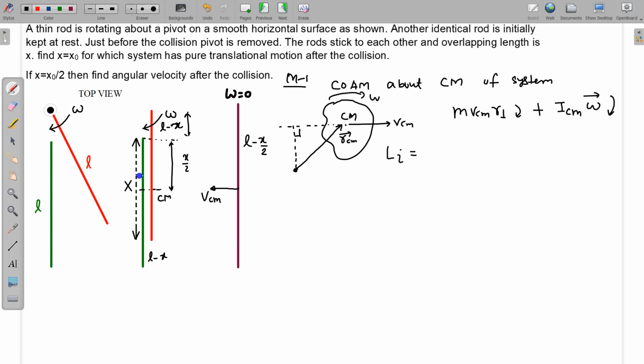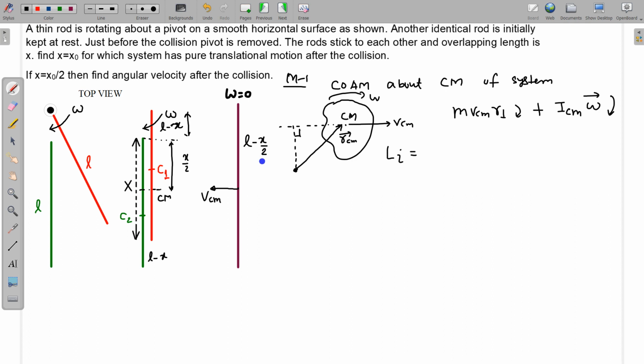So the contribution due to green will be 0. You just have to write the contribution of this red, and for this red, its individual center of mass will be somewhere here. This is the individual center of mass. I am representing it by C1. Similarly, for green also, its individual center of mass will be somewhere here. Let's say this is C2. So this is the individual center of mass of this red rod.